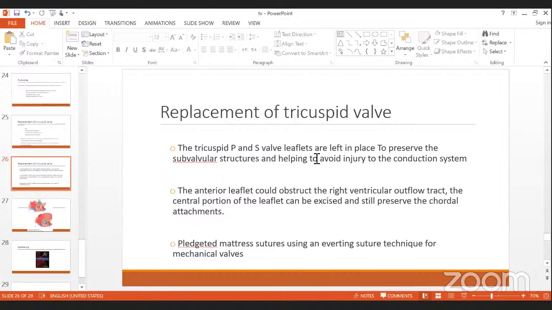Yeah, we usually resect just the anterior leaflet, and we leave the posterior and the septal leaflets, because they preserve the subvalvular structures, and you can avoid injury to the conduction system. The anterior one could obstruct the RVOT, so you can excise the central portion of it, and you can still preserve the chordal attachments even when excising just a portion of the anterior. The same rule applies, as you mentioned.